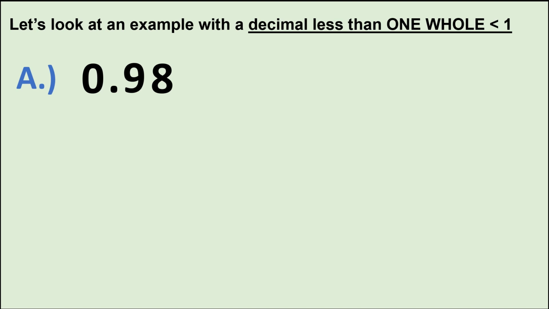Let's look at an example with a decimal less than 1 whole, 0.98, and compute an equivalent proper fraction to this decimal. I recommend working the next 4 examples concurrently with me. Stop the video as needed.